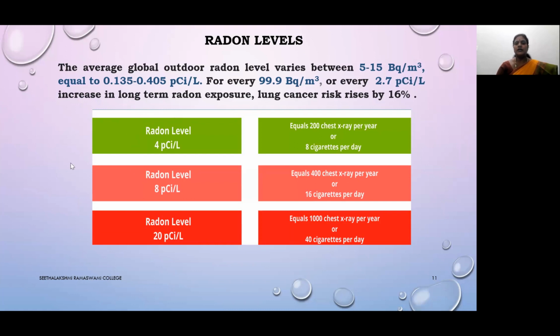So here are a few comparisons. The radon level of 4 picocurie per liter is equivalent to almost 200 chest x-rays per year or 8 cigarettes per day. Radon level 8 picocurie per liter is equal to 400 chest x-rays per year or 16 cigarettes per day. Radon level about 20 picocurie per liter equals 1000 chest x-rays per year or 40 cigarettes per day.